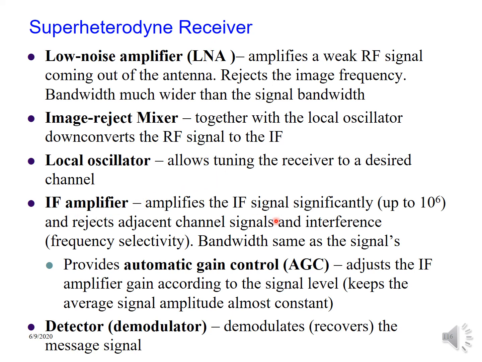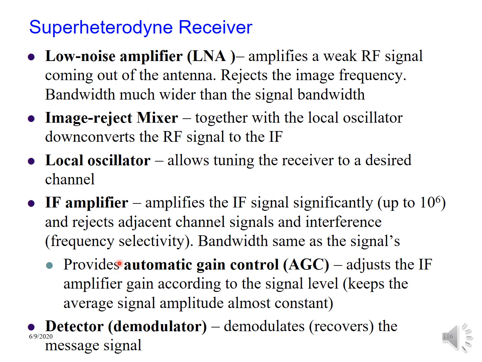Okay, so the IF amplifier will amplify the IF signal up to 10 to the power of 6 and reject adjacent channel signal and interference. This part will do the frequency selectivity, where we only want the selected frequency for IF. But the bandwidth will be the same as the signal, where the signal is the RF.